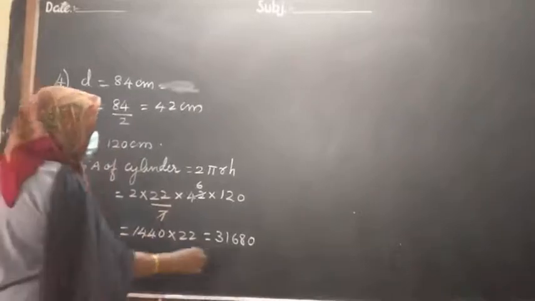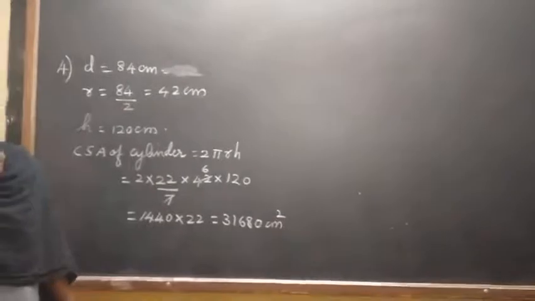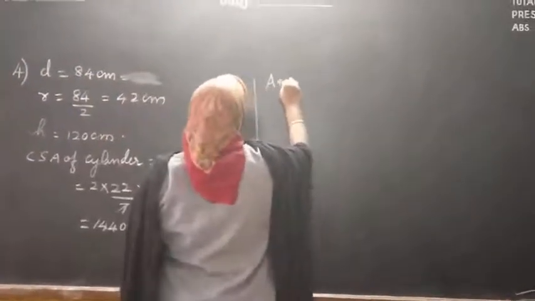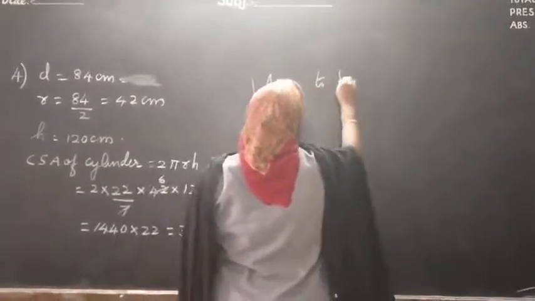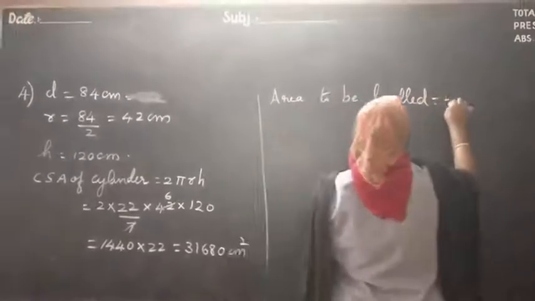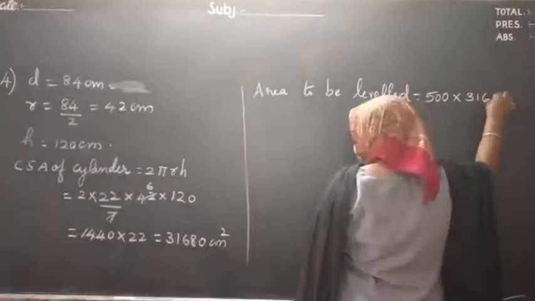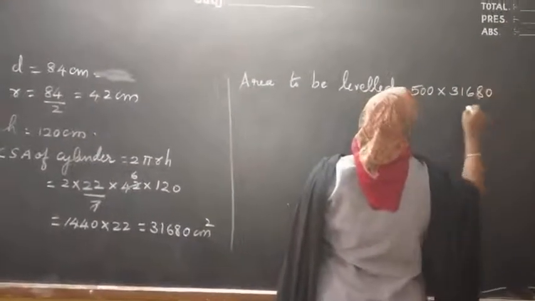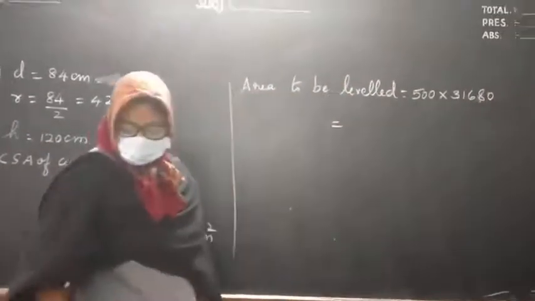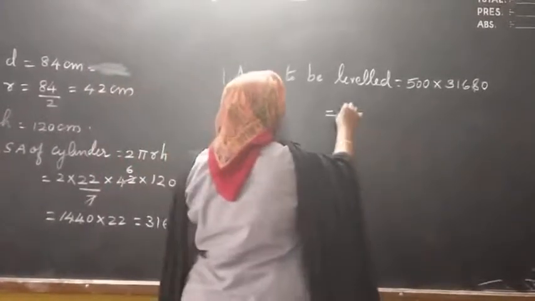Now that much centimeter square is for one time rolling. So the area to be leveled is equal to 500 into this one, that is 3160680. So how much will it come? 1580 centimeters.